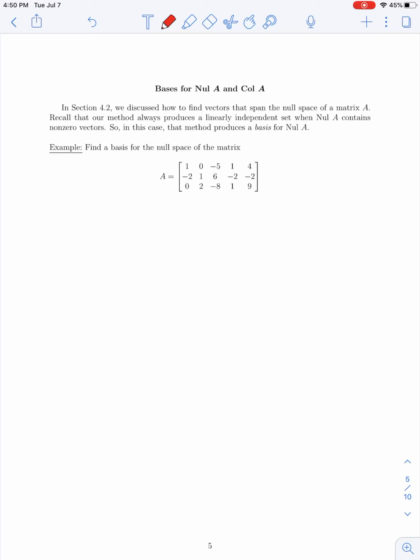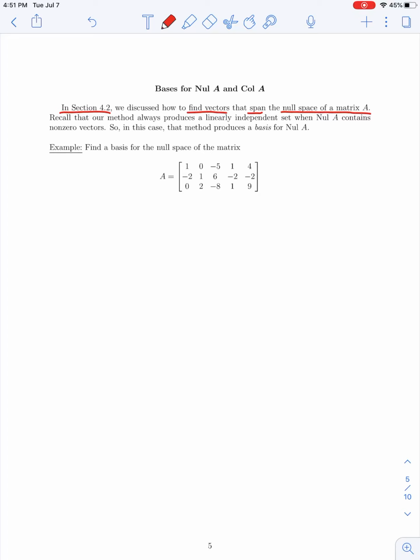Now, in the next part of this section, we'll work with determining a basis for the null space or the column space of a matrix A. So what we've already taken a look at in section 4.2 is how to find a set of vectors which span the null space of a matrix A.